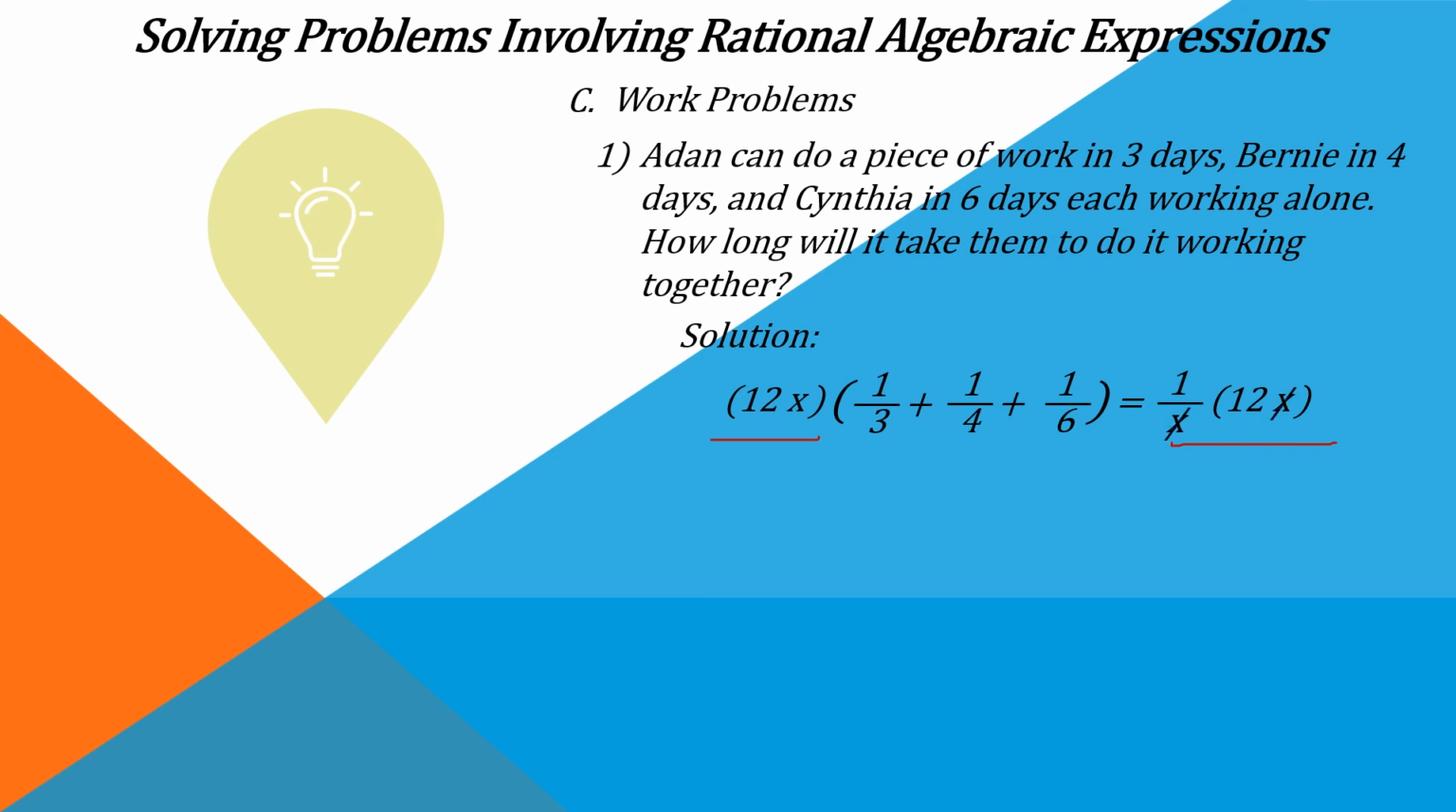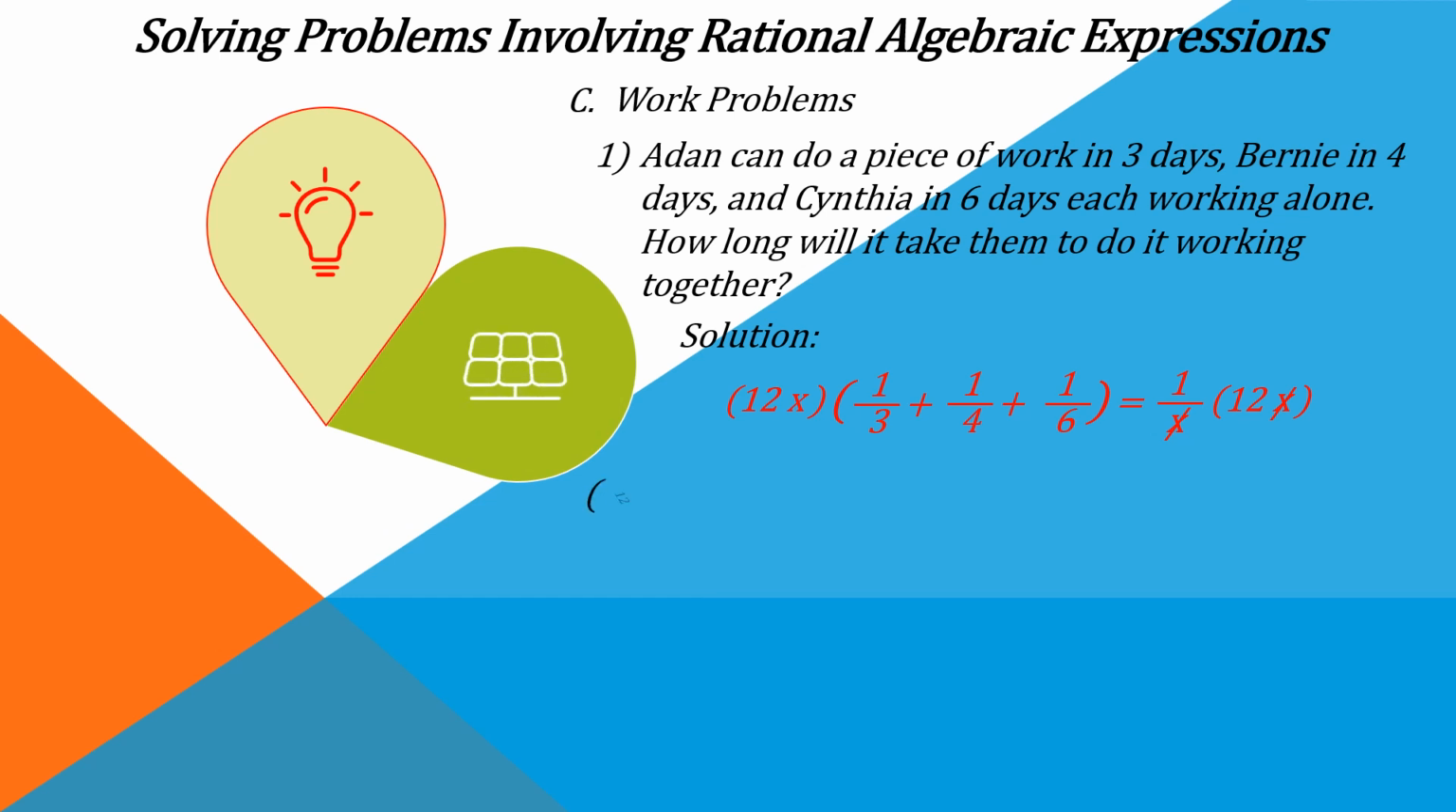So we have this 12x multiplied by 1/3 plus 12x multiplied by 1/4 plus 12x multiplied by 1/6 is equal to 12. This is equal to 12.